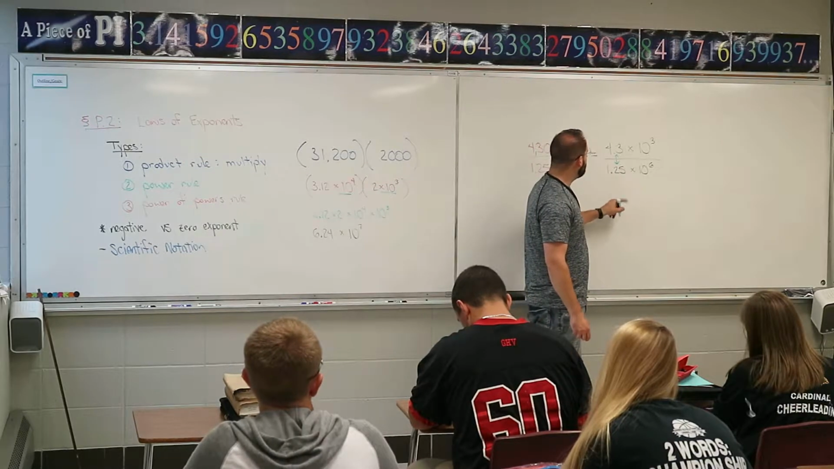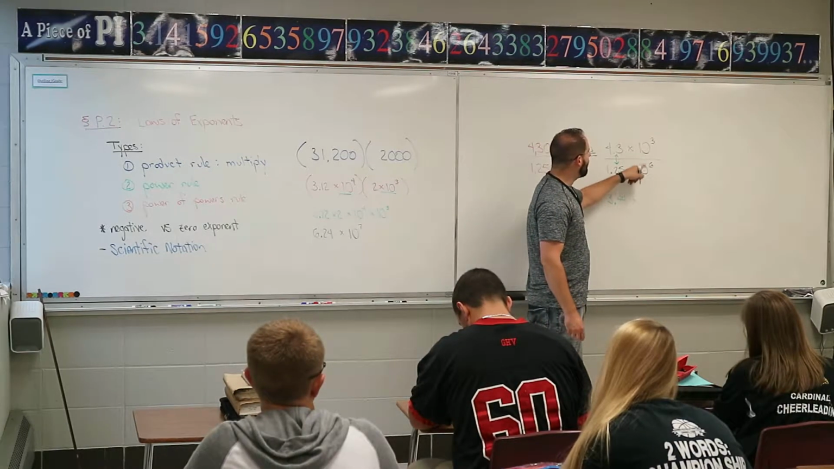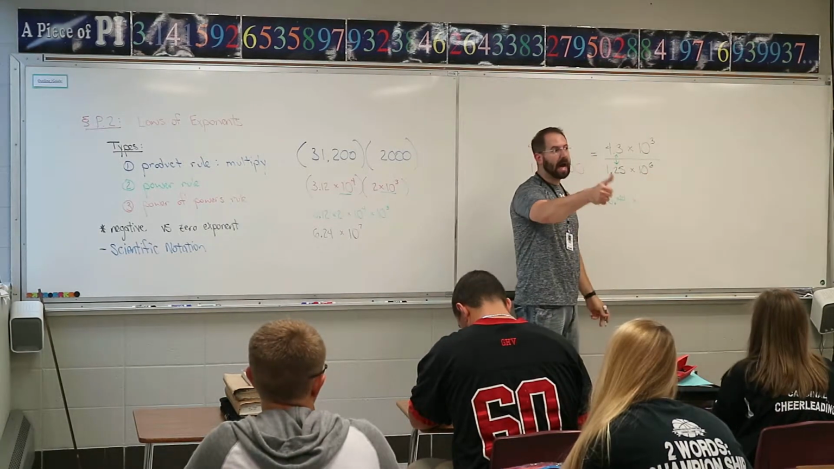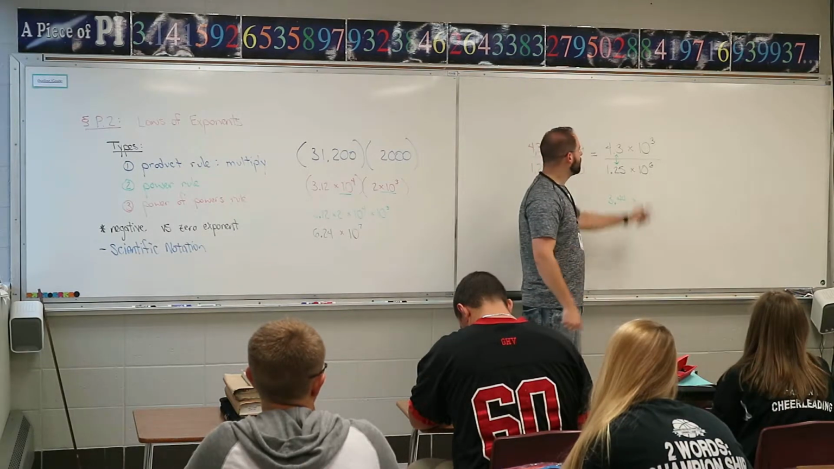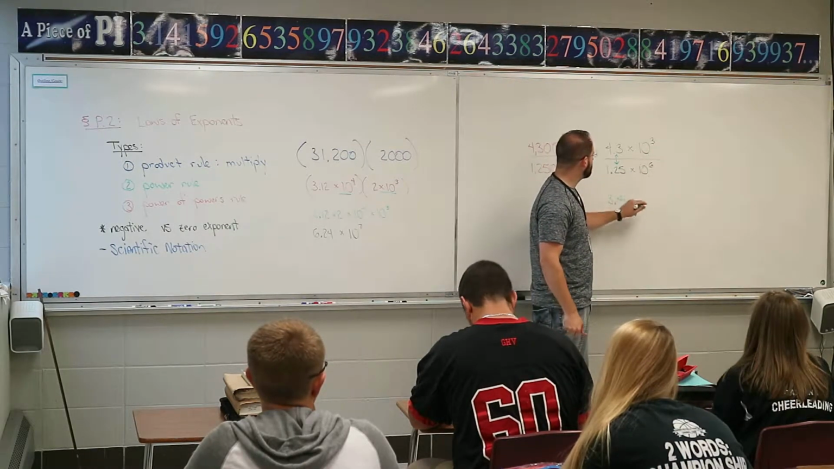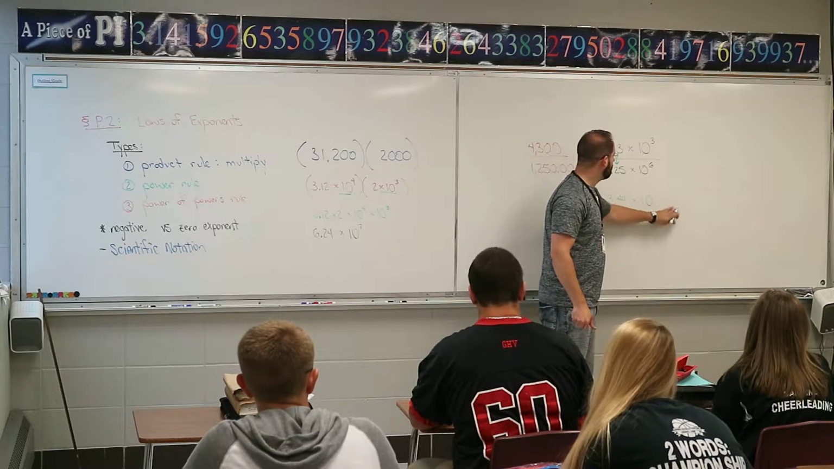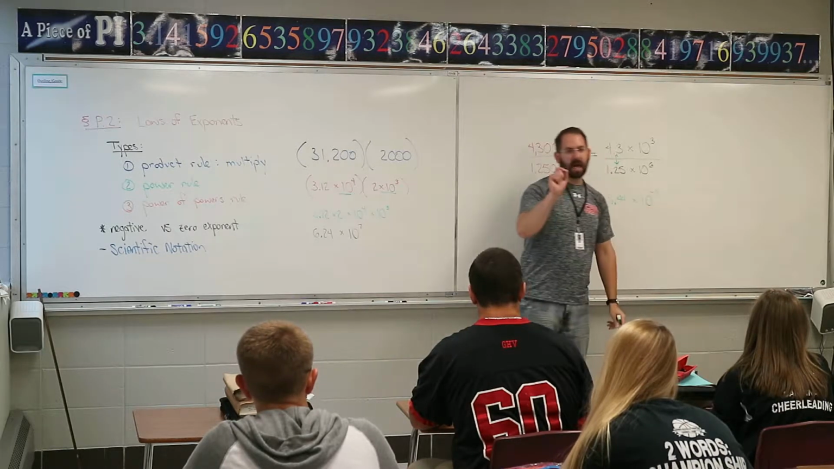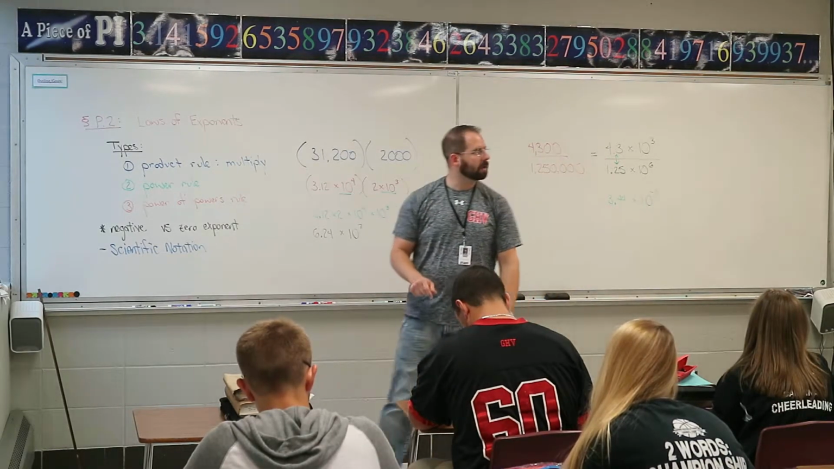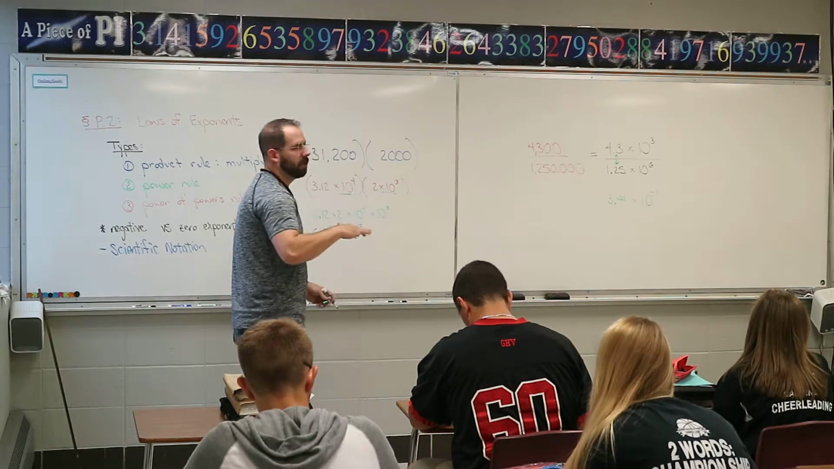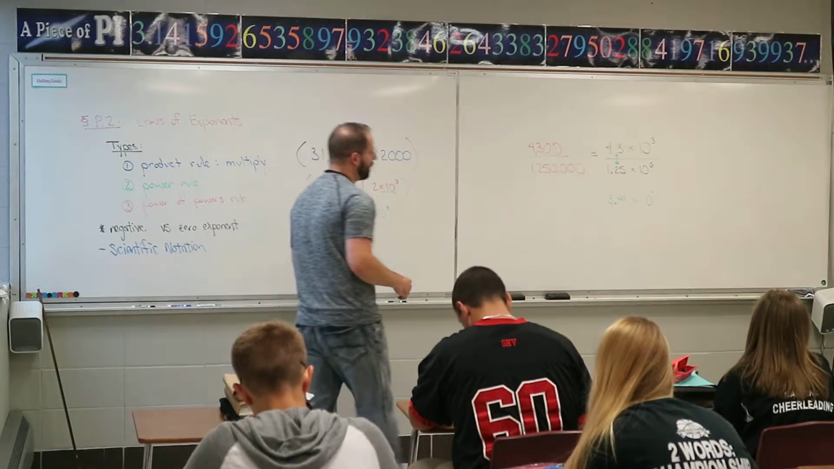Okay, then the 10 in the back, what I always do is just take the top and subtract the bottom. So what's 3 minus 6? -3. Always top minus bottom when you're dividing. That's just how it works. That's your answer. That's scientific notation. In fact, we didn't even have to move the decimal.